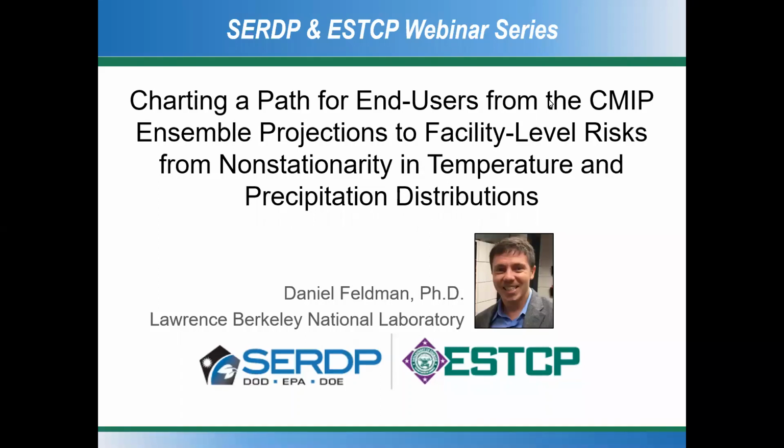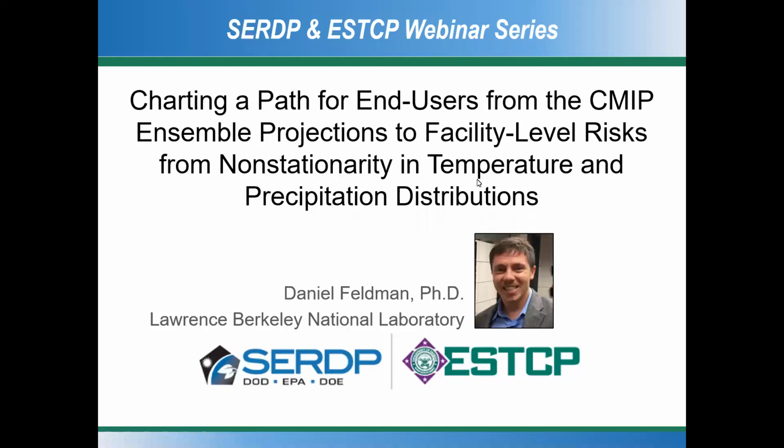So as the title of the presentation suggests, at a high level, we're building towards a capability to really help end users navigate through this coupled model intercomparison project, or CMIP, ensemble of climate model projections for the 21st century, to understand what they mean for the facility level changes in statistical distributions of temperature and precipitation.